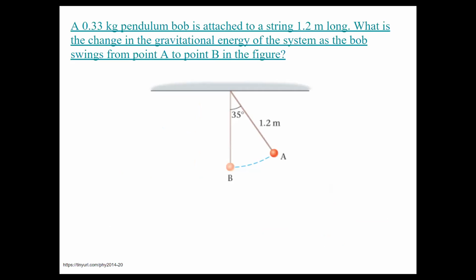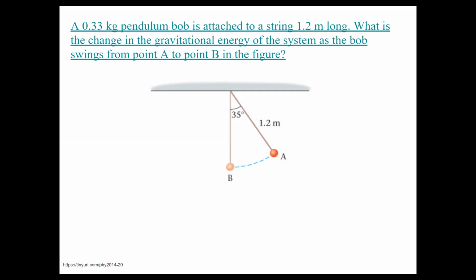We'll take a look at one example on the gravitational potential energy here. It says a 0.33 kilogram pendulum bob is attached to a string 1.2 meters long. What's the change in the gravitational potential energy of the system as the bob swings from point A to B? In this case, you can ignore the string here. It should be a massless string unless otherwise stated. So you are pretty much just focused on the pendulum bob, the ball, from point A to B. Try to see if you can figure out its gravitational potential energy difference.